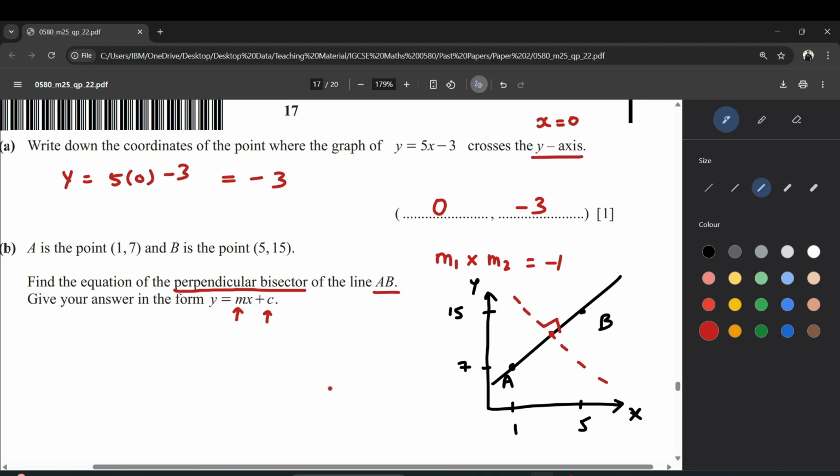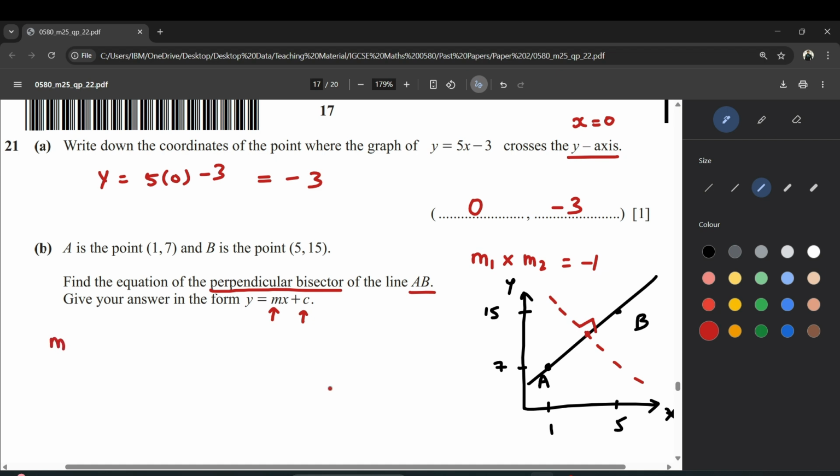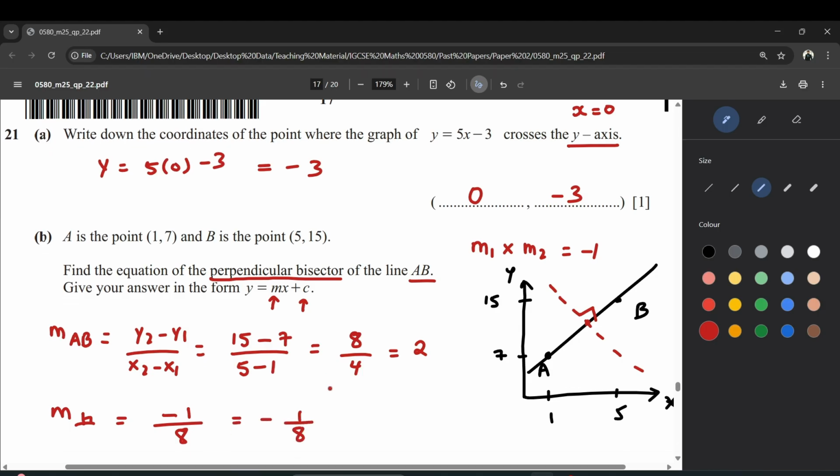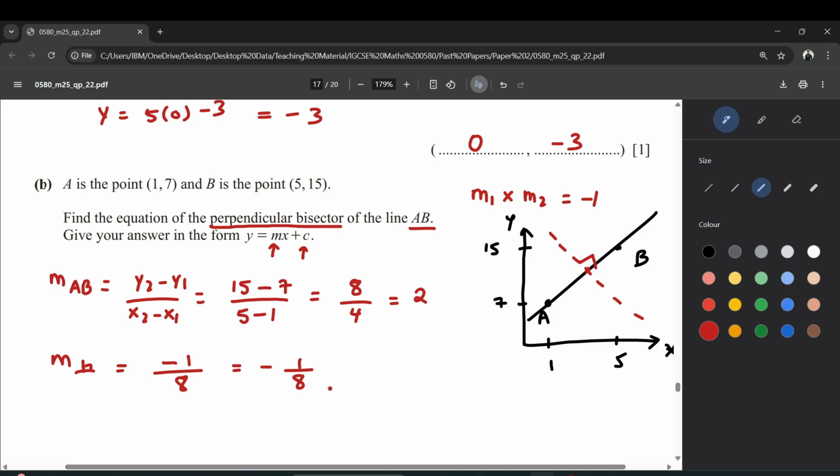So first I'm going to write down the gradient of AB. That will be y2 minus y1 over x2 minus x1. So y2 is 15 minus 7, and 5 minus 1. 15 minus 7 is 8 over 4, which is equal to 2. Now, the gradient of the perpendicular bisector is -1 divided by 8. So that'll be -1 over 8. Basically, what we do is we take the negative reciprocal of our gradient.